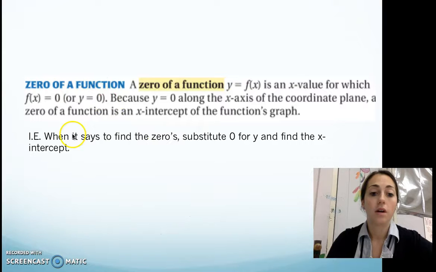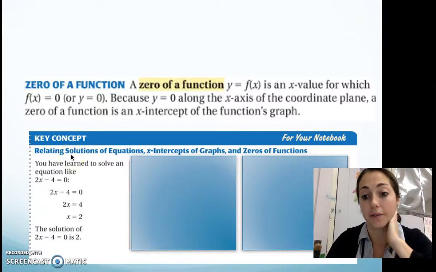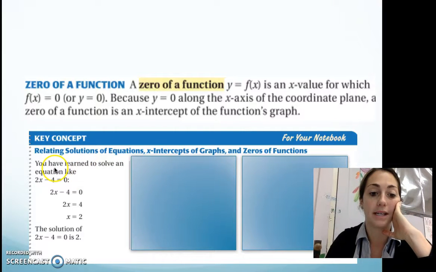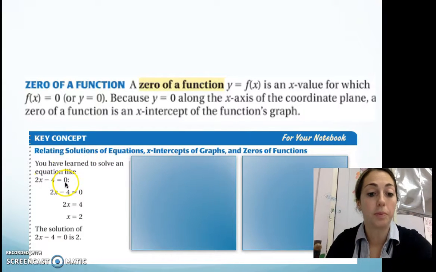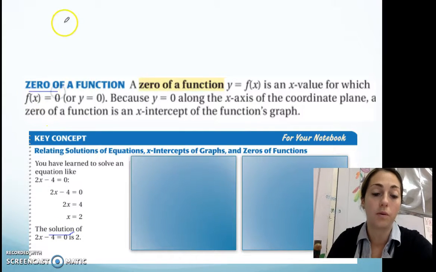All right, so I gave you my little tip here. It says when it says the zero, substitute 0 for y and find the x-intercept, which is just what we just did. This is something I got straight from the textbook. You can take a screenshot of it if you'd like. It's telling you 3 different ways. If you have an equation, you'd plug in 0 for the y and get your x value. That would mean your solution. Another term, solution, is another word for zero, is another word for x-intercept. So solution and x-intercept of the graph.